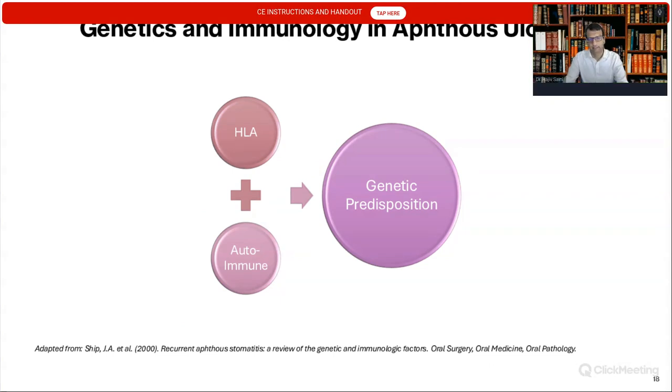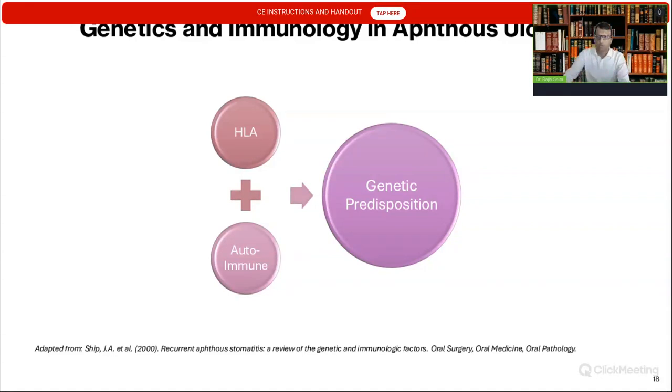Now, genetics also play a very strong role in the recurrence or occurrence of aphthous ulcers. As we discussed initially, genetics and immunology play significant roles in the development of aphthous ulcers. A genetic disposition, particularly linked to specific human leukocyte antigens such as HLA-B12 and HLA-B51, increases the susceptibility to aphthous ulcers.